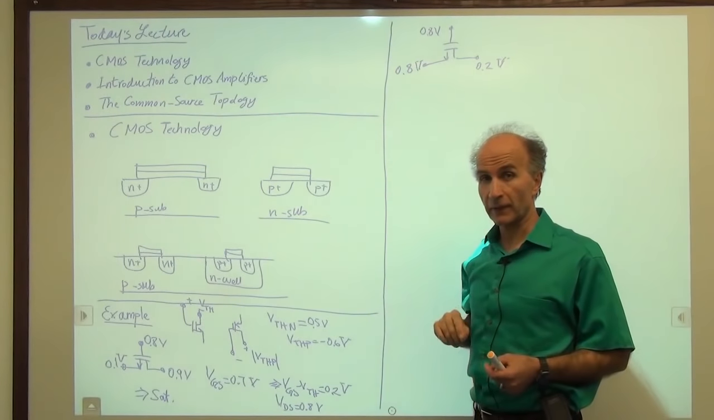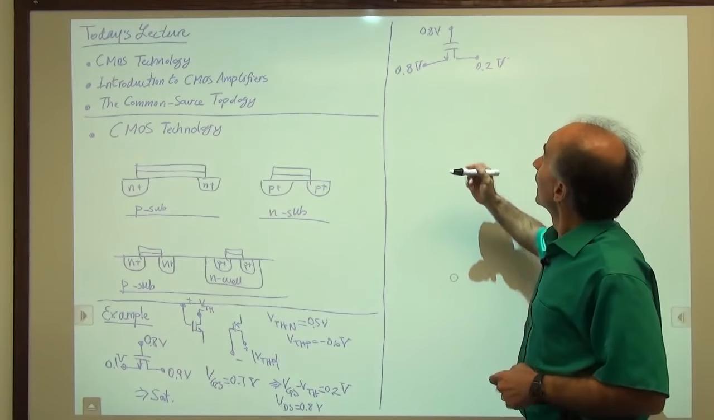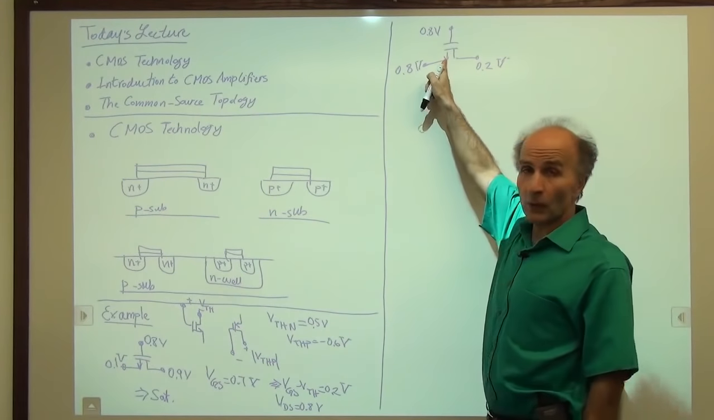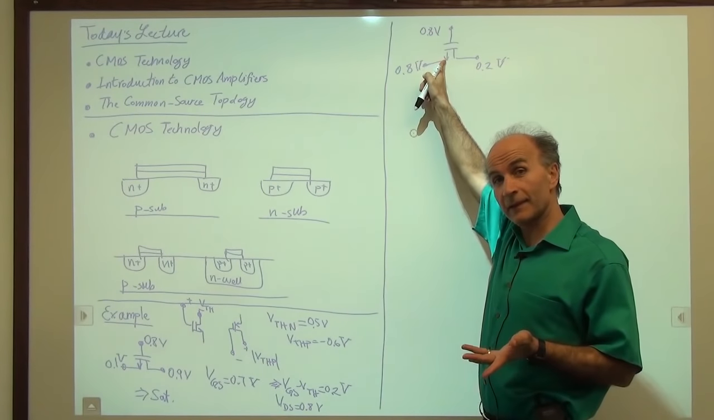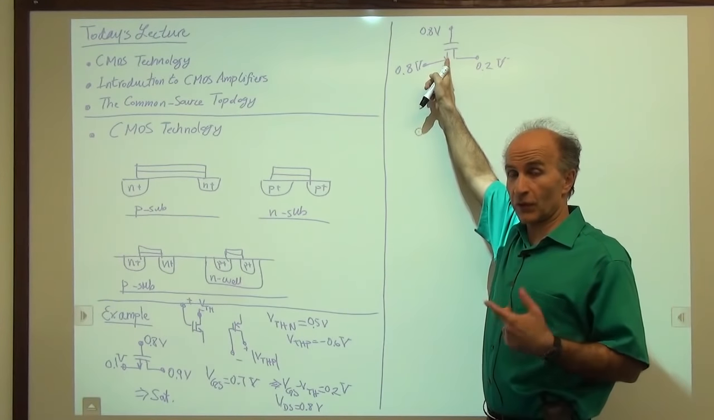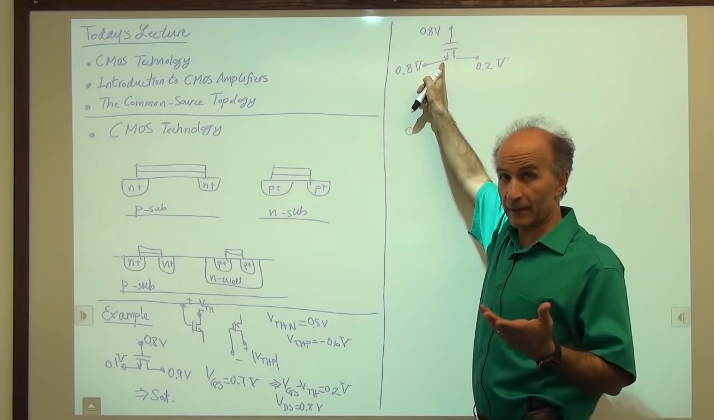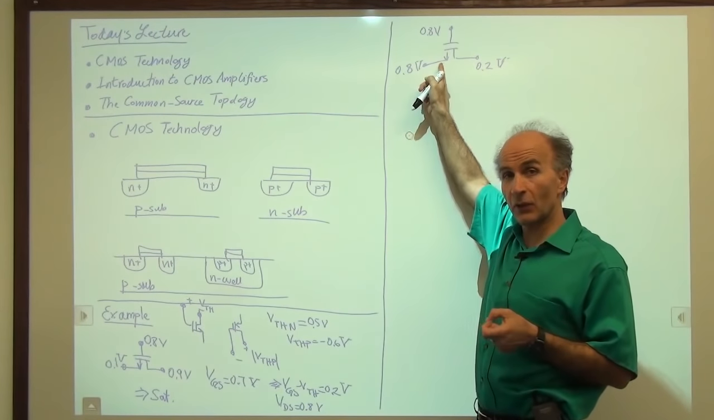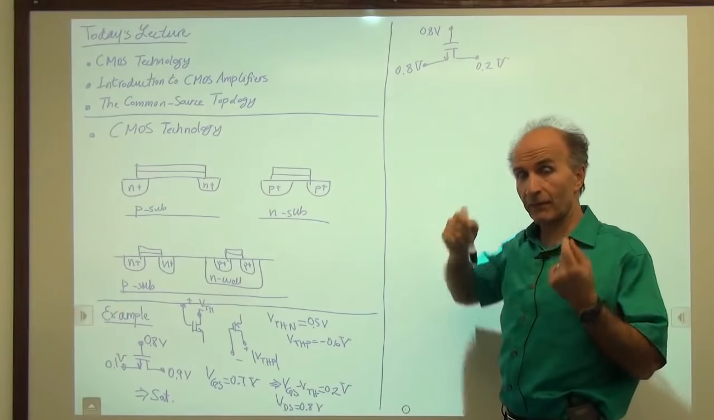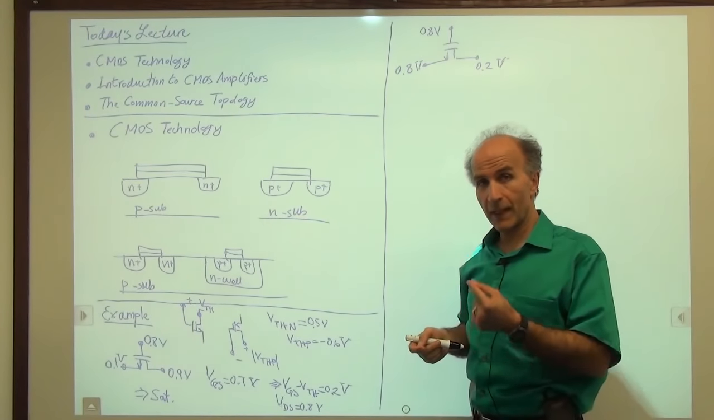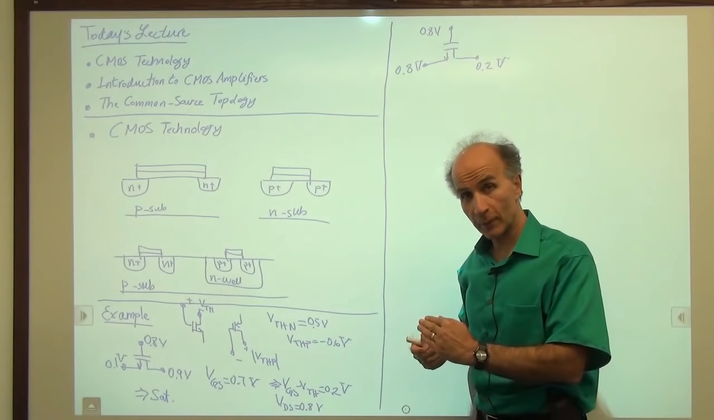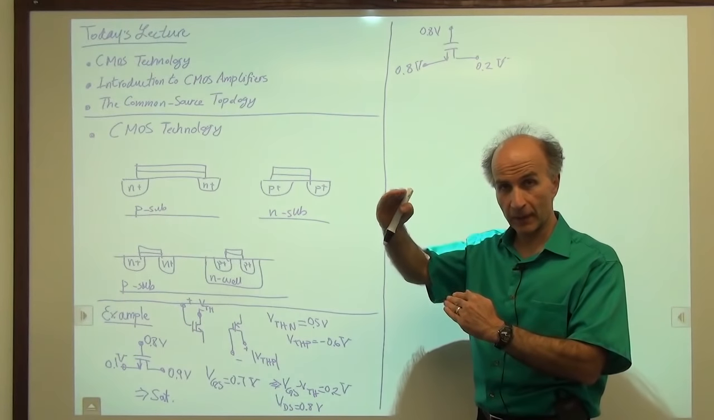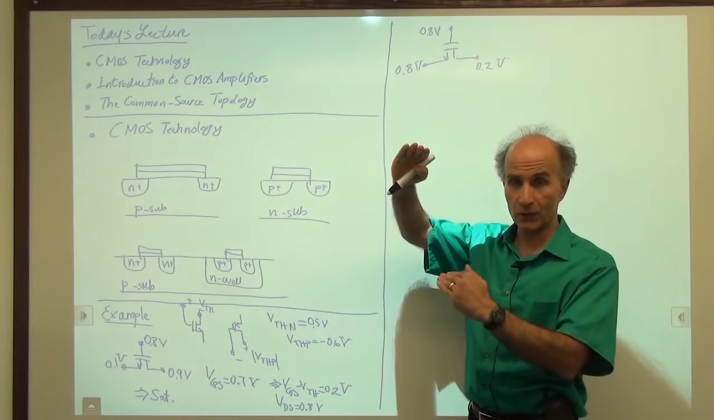Well, not quite. How did I decide this is a source? Just because there's an arrow on it, it doesn't mean it's a source, right? Sometimes we draw the arrow just to indicate that it's an NMOS device, just that, right? But we don't really know if this is the source. What's the definition of a source? The source is the terminal of the NMOS that is lower in potential than the drain of the NMOS, right? The drain has to be higher than the source.